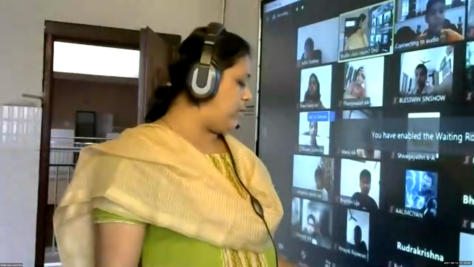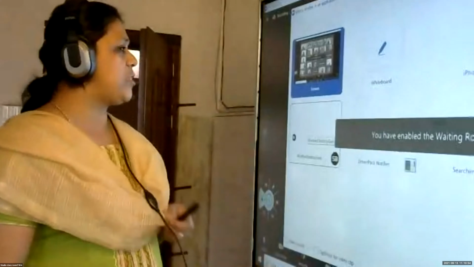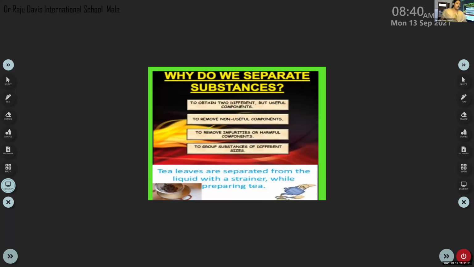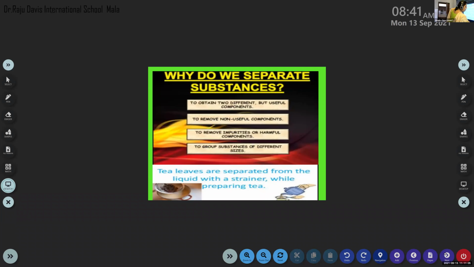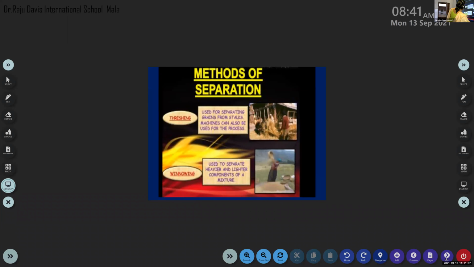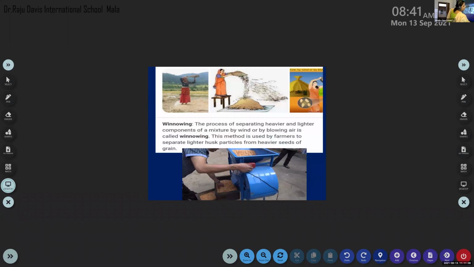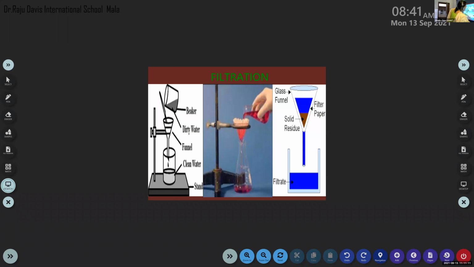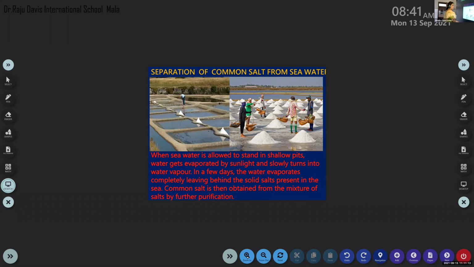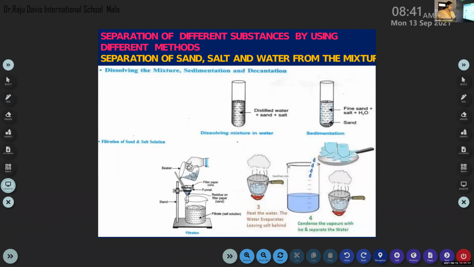Okay, fine, children. We don't waste our time. We have some activity to be discussed. So far we have learned the separation of salt and sand from the mixture of water, salt, and sand. Now we are going to see how we can separate water also. So far we have completed how to separate the salt and sand from the salty water.